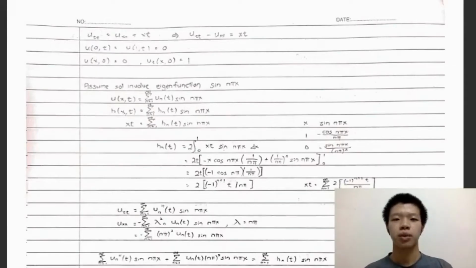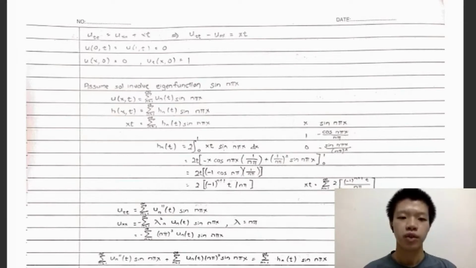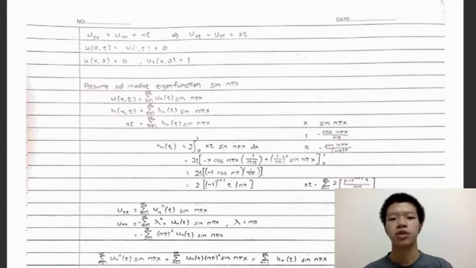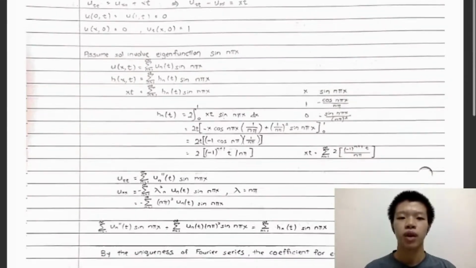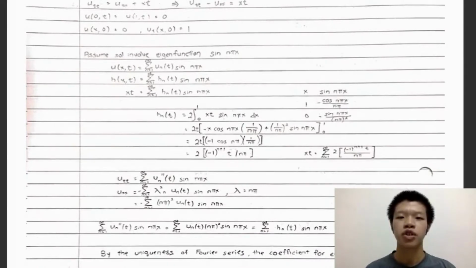We'll discuss the non-homogeneous wave equation today. And for the question below, you can see that the wave equation is non-homogeneous. To solve this question, first we assume the solution involves the eigenfunction sin(n pi x). We wish to find a u(x,t) which is the sum of n equals 1 to infinity of u_n(t) sin(n pi x), and we use h(x,t) to replace the non-homogeneous function, and we also find h_n(t) by using the formula.